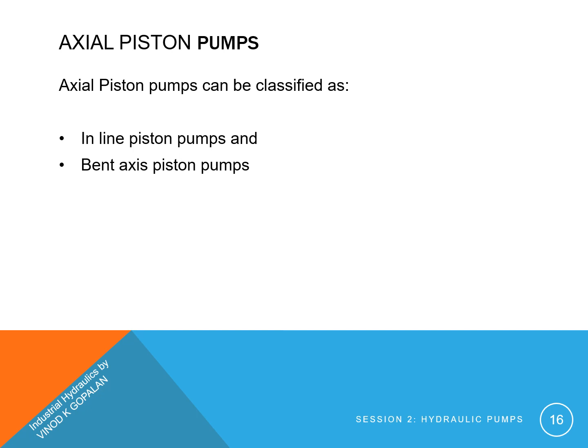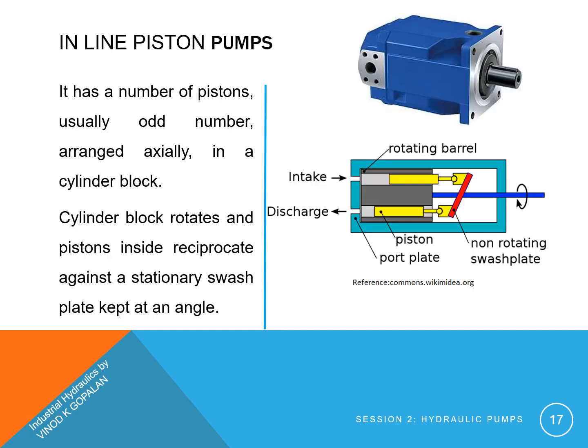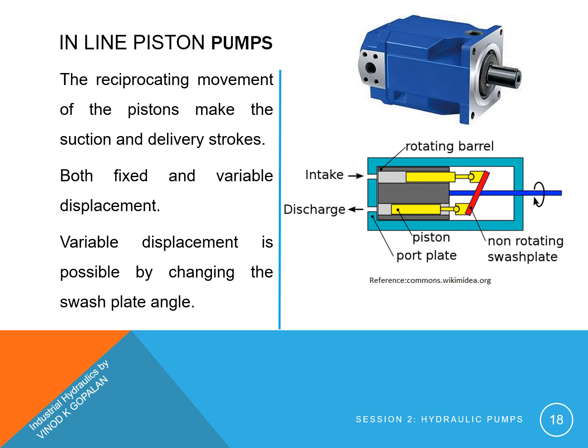Axial piston pumps can be further classified as inline piston pumps and bend axis piston pumps. Inline piston pumps have a number of pistons, usually an odd number, arranged axially in a cylinder block. The cylinder block rotates and the pistons inside reciprocate against a stationary swash plate kept at an angle. The reciprocating movement of the pistons makes the suction and delivery strokes.